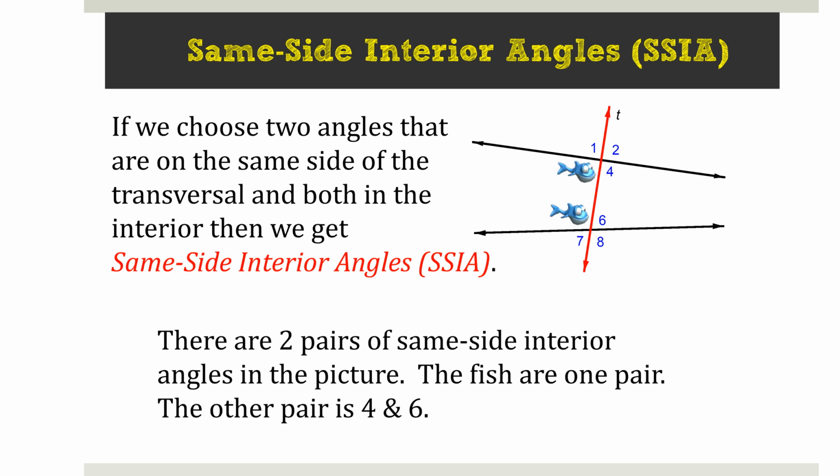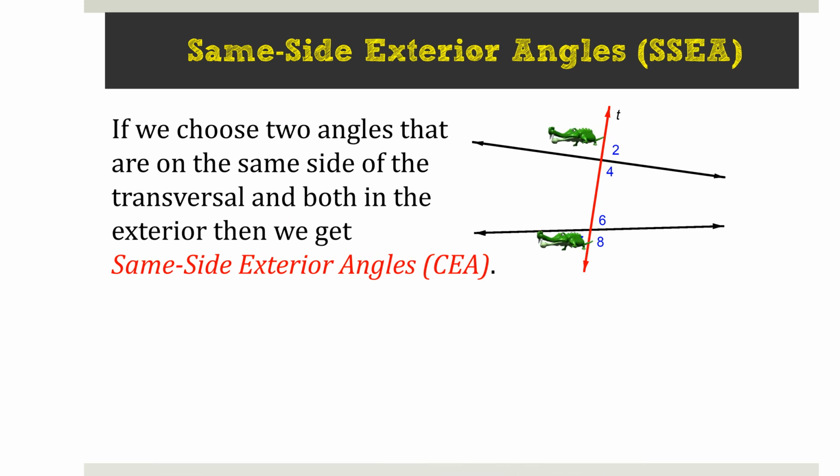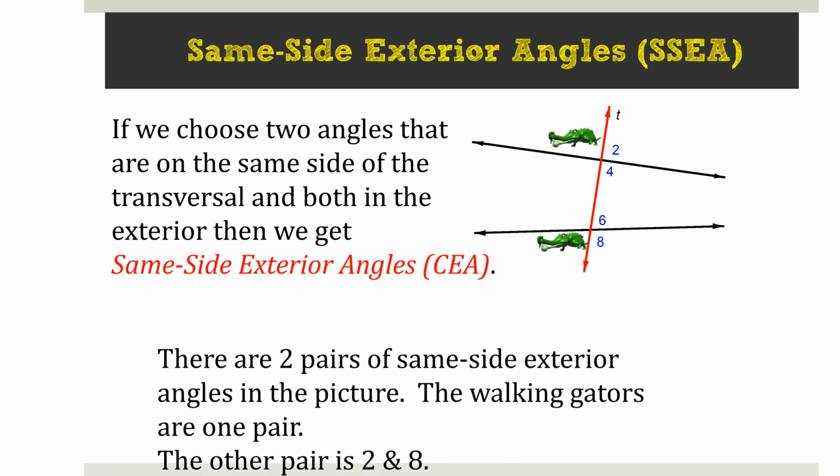All right, what's the last pair? Same side exterior. Get my clicker to work. Whoops. I don't know why that says CEA. It should say SSEA in parentheses. Got a little bit of a typo there. Same side of the transversal on the outside. The other ones would be 2 and 8.